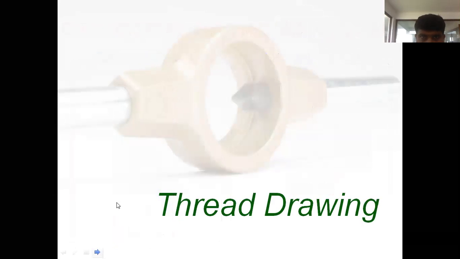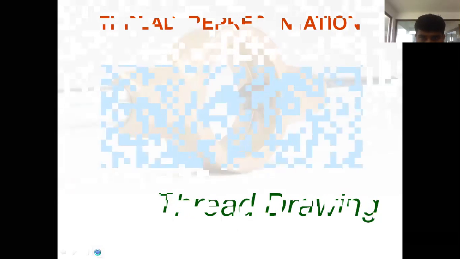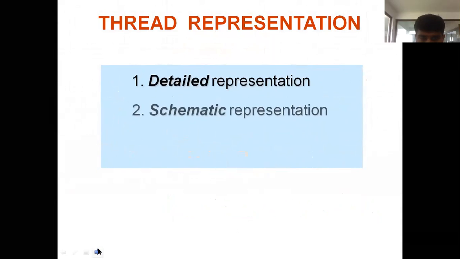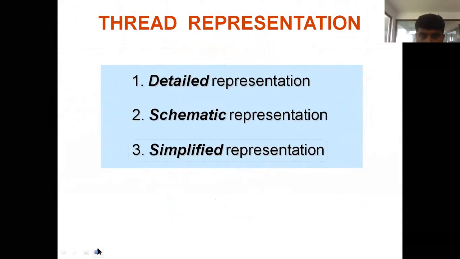Okay. How to draw the thread drawings? Very important. There are three kinds of thread representation.